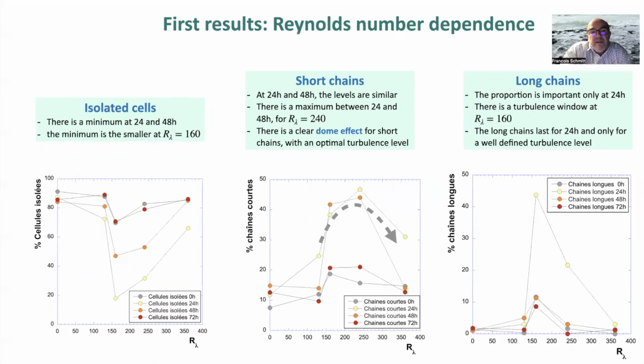And we can also look at what is happening versus Reynolds number. What is interesting in the panel in the center, where we are considering short chains, is that we have also a dome effect, and we have an optimal turbulence level, which is between 130 and 240. And this optimal turbulence level is found also between 1 and 2 days. For long chains, we have also an optimal, but the window is much narrower. We have a peak for R lambda equal to 160. And what we find also is that this peak has a duration of only 1 day.